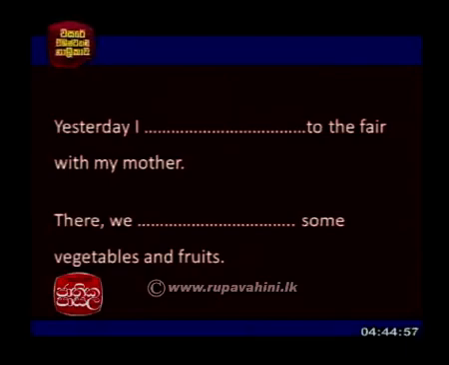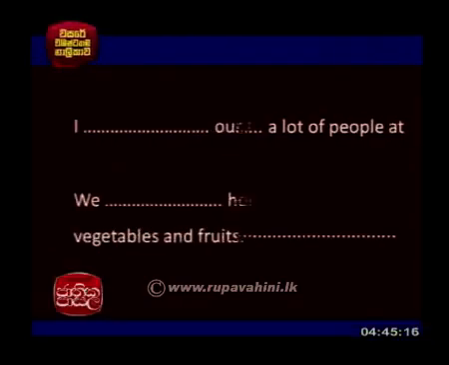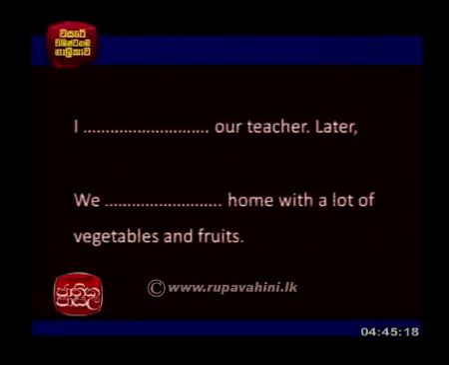Second one, there we blank some vegetables and fruits. Number 3, there blank a lot of people at the fair. Next one, the vegetable sellers blank. Next one, I blank our teacher. Later, we blank home with a lot of vegetables and fruits.